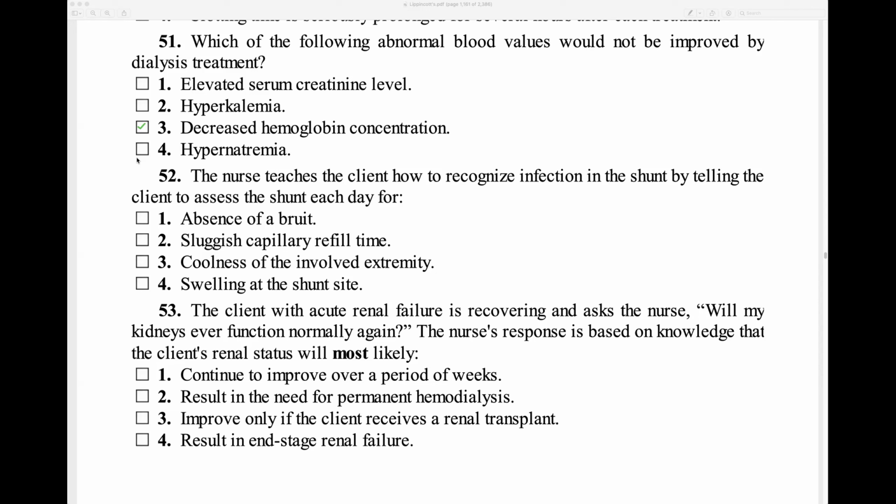Okay, so let's do question 52. The nurse teaches the client how to recognize infection in the shunt by telling the client to assess the shunt each day for, what would you choose? We're on question 52.